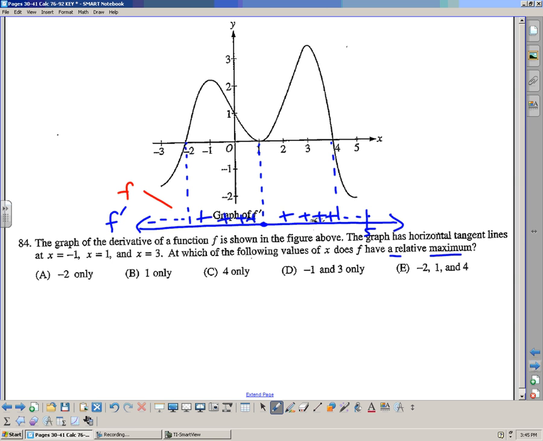Well, here f is decreasing because its derivative is negative. Increasing, continues to increase, and then we're decreasing. So we will not have a relative max at 1. We will only have it at 4, and we're not on the closed interval. So 4 only is the answer.